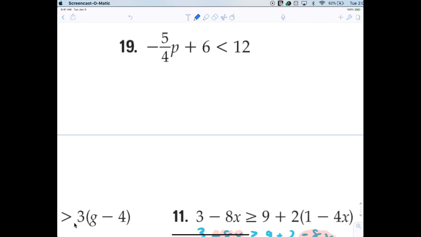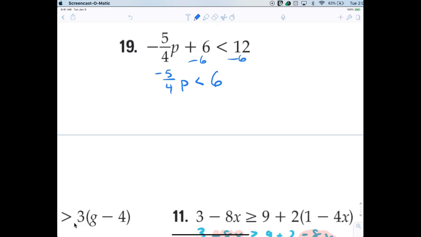Let's go. Number 19. Here we go. Some of you guys are squishing it all on your paper. I can't read anything. All right. Now, what am I doing? First thing, subtract 6. Good. And when I subtract 6, I end up with what? -5/4 p is less than what? 6. All I did was subtract 6 from both sides. 12 minus 6 is still 6. Yes, it is. Thank you.